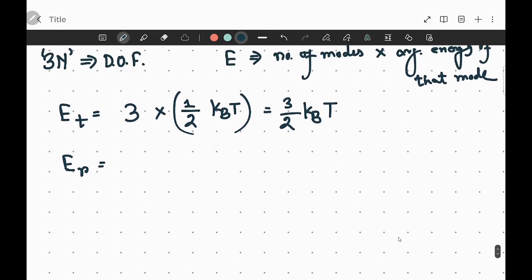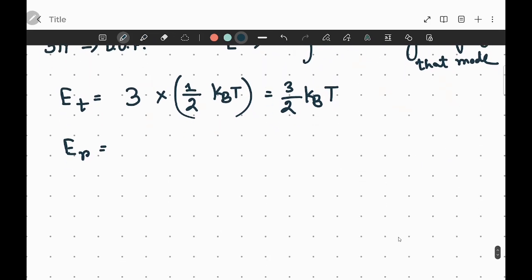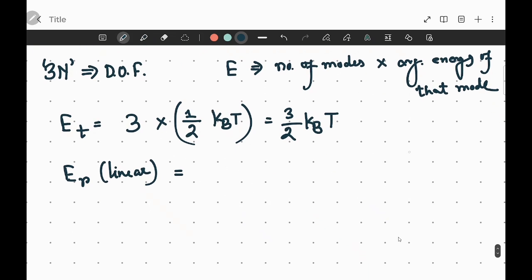Okay. So for rotational, now rotational may be linear and non-linear. So first consider linear. In linear, number of modes, here you can see for a linear molecule, it is 2, because this rotation is not important here. Why? These two rotations are important. Why is rotation around this axis not contributing?